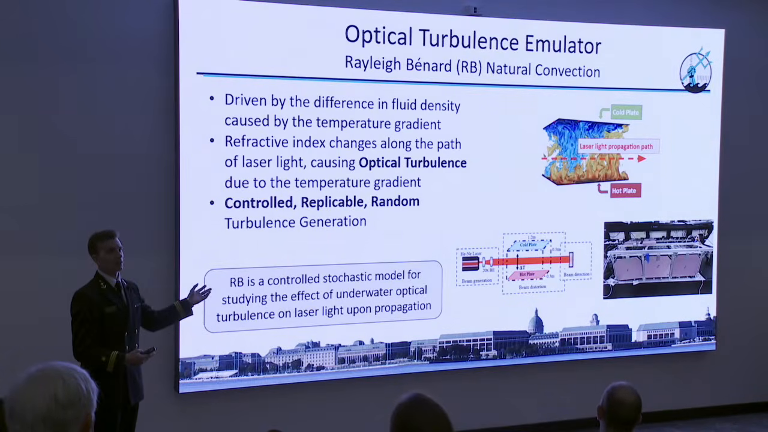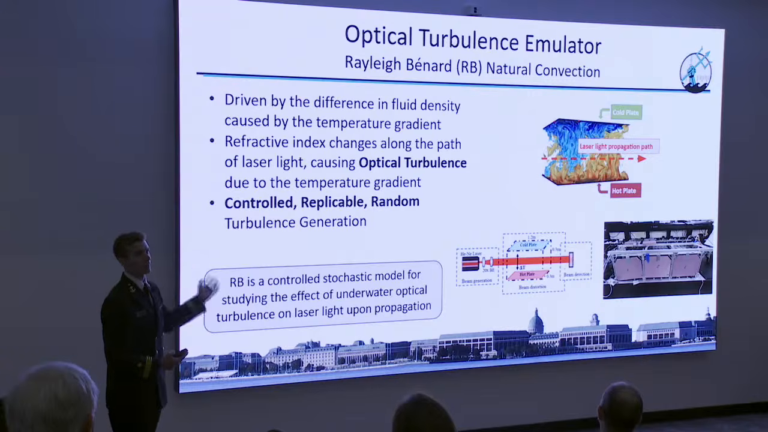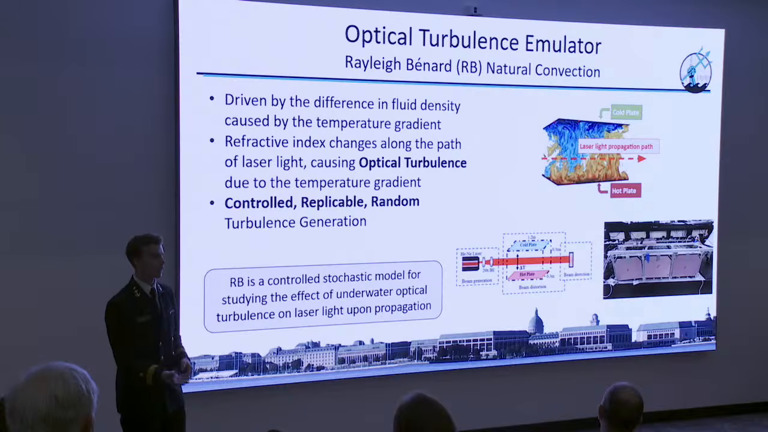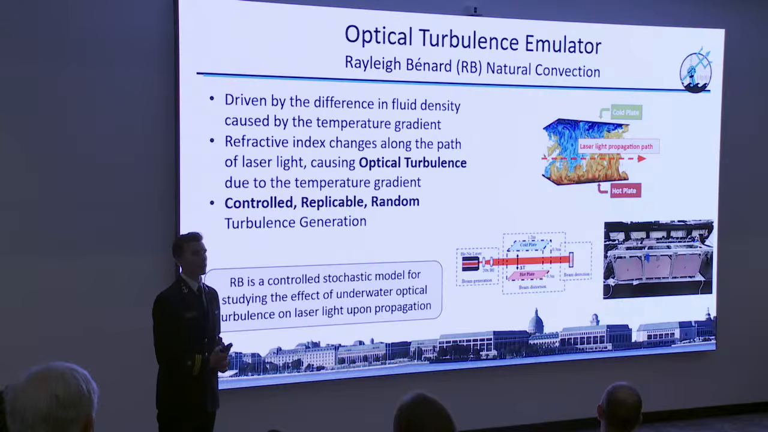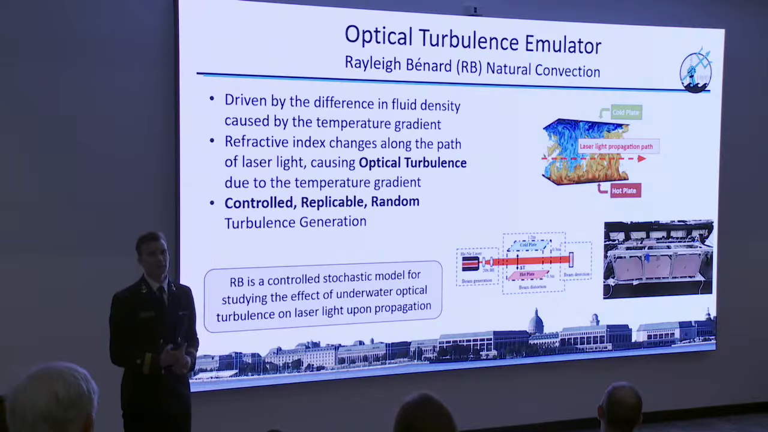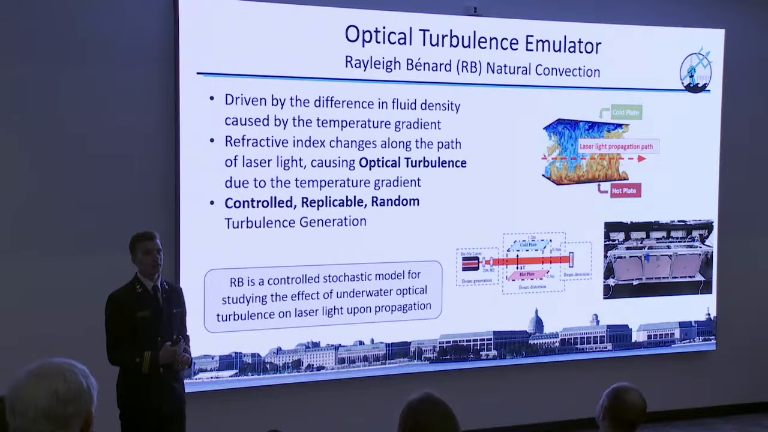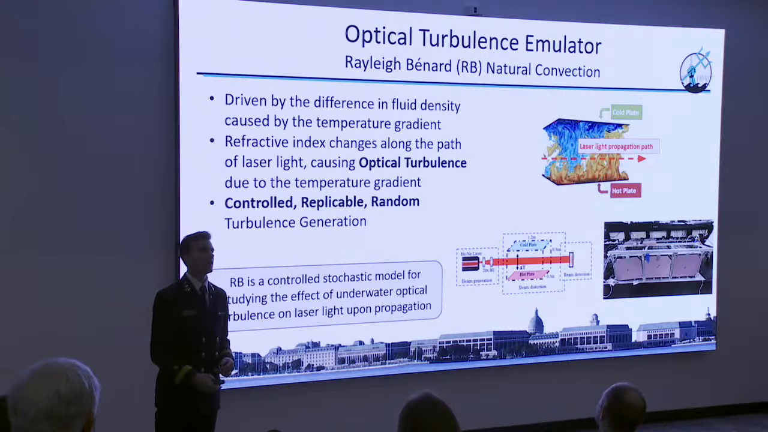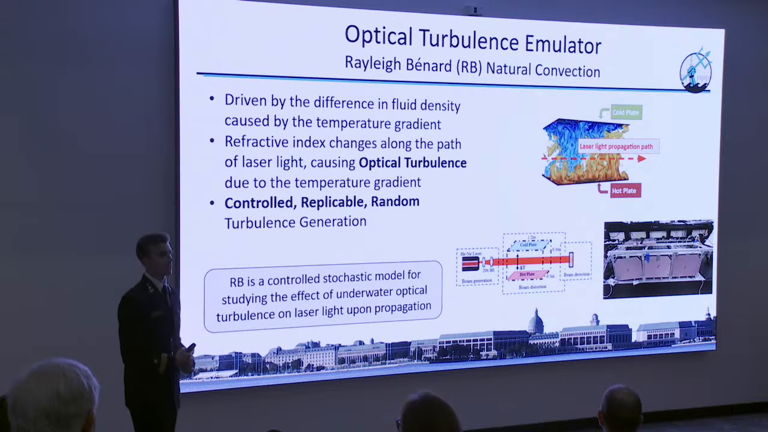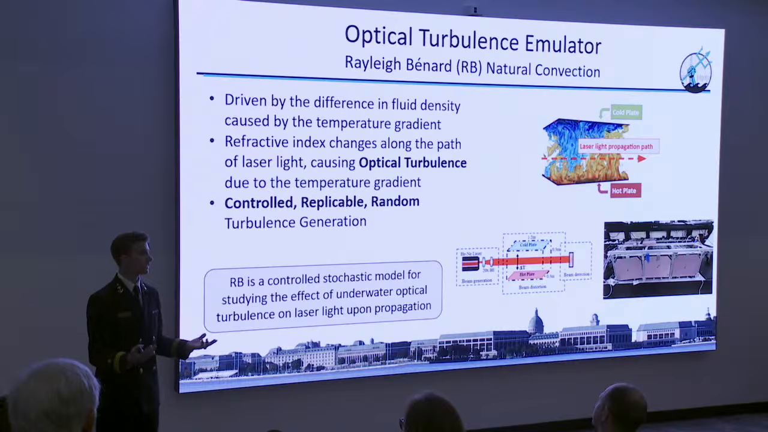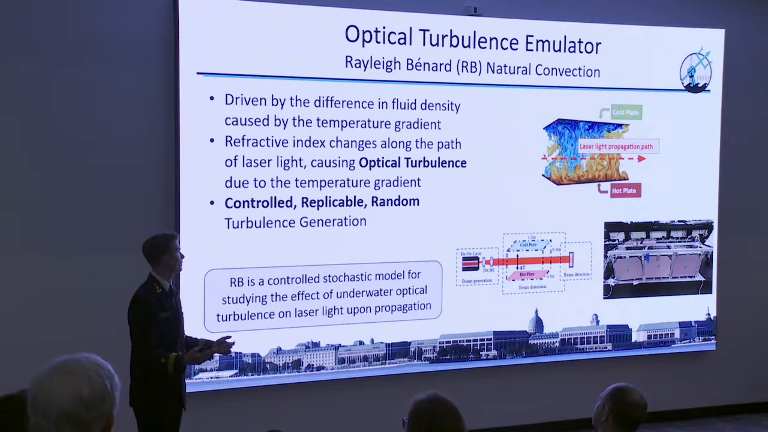So Rayleigh-Bénard turbulence in our turbulence emulator works by having a hot plate on the bottom of the water tank and a cold plate on the top of the water tank. That hot water will rise and the cold water will fall, and that leads to turbulent eddies in the middle of our turbulence tank. Those turbulent eddies have a thermal gradient by nature, and that thermal gradient leads to index of refraction changes. And those index of refraction changes cause the light to become distorted and degrade our beam.